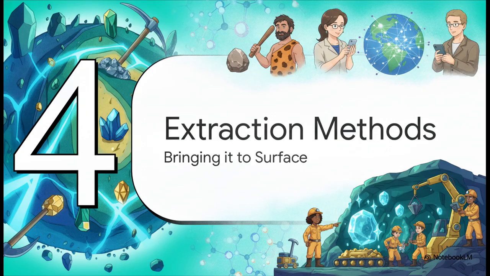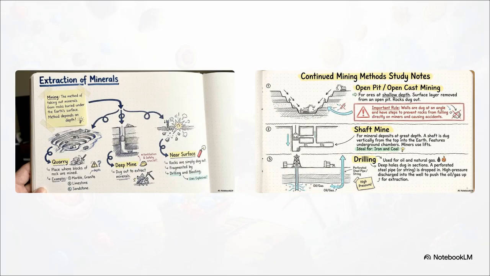That brings us to Section 4, bringing it to the surface. The extraction method entirely depends on depth. For near-surface blocks of rock, like marble or granite, you use quarrying. You simply dig an open pit and carefully cut the blocks out. If the minerals are shallow but spread out, open-pit mining removes the surface layer in angled, terrace steps to keep the miners safe. But for extremely deep deposits like iron ore or coal, engineers have to build shaft mines. They drop massive vertical tunnels and use lifts to reach those deep underground chambers.